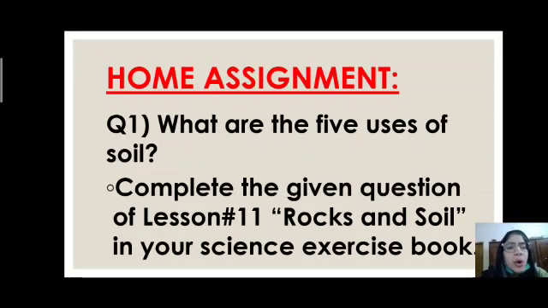Now, what is your home assignment? What are the 5 uses of soil? You have to write down this question in your science copies with blue color and you have to write down the 5 simple uses of soil. Why is soil used and for what purpose can soil be used? I hope you all understand the topic.